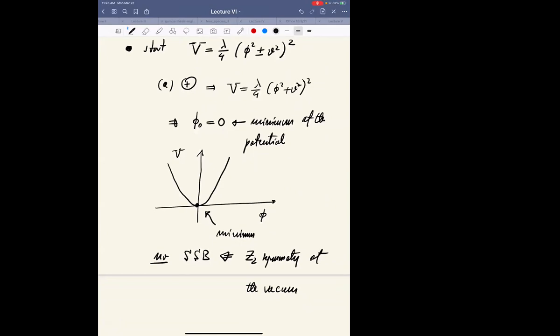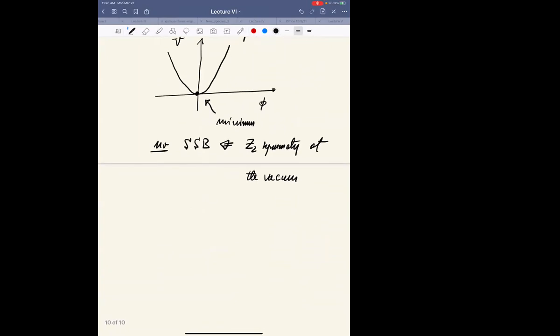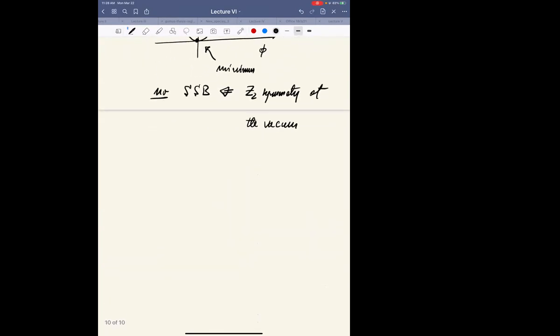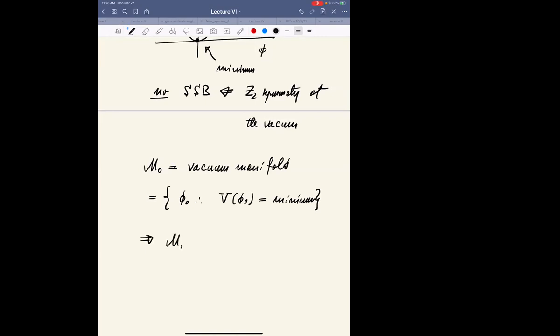Now let's just comment on this before we go on. Oh, by the way, let me introduce an interesting fancy concept, M0. I will call it a vacuum manifold. It sounds very fancy, mathematical. The vacuum manifold is the set of all points phi zero so that V of phi zero is at the minimum. In this case, M zero is just one point. This is a point, a trivial vacuum manifold.